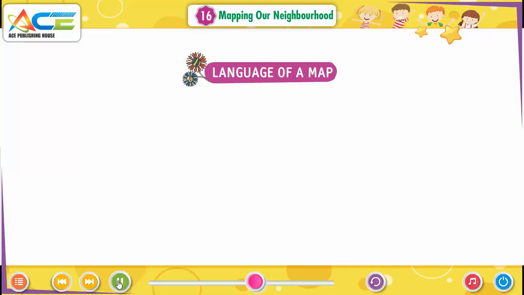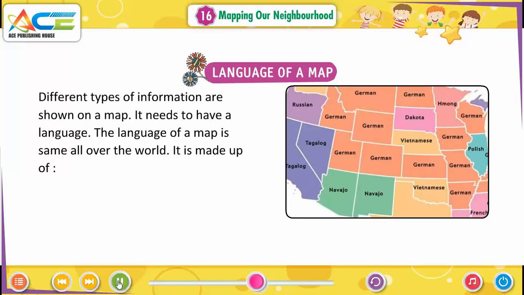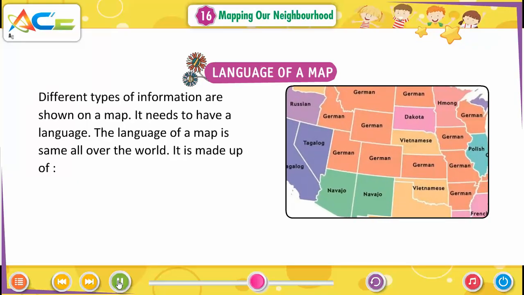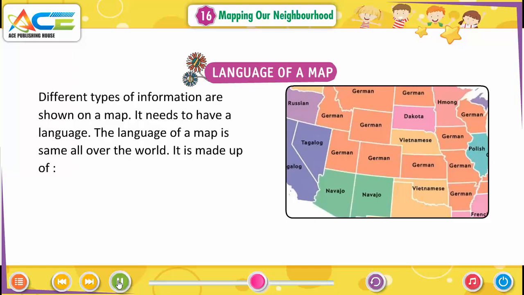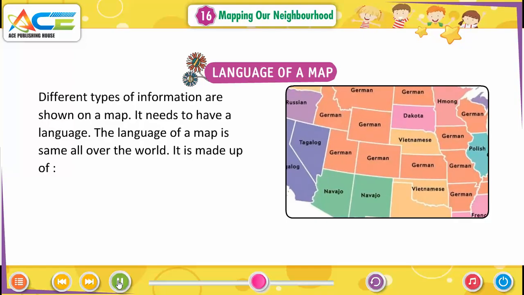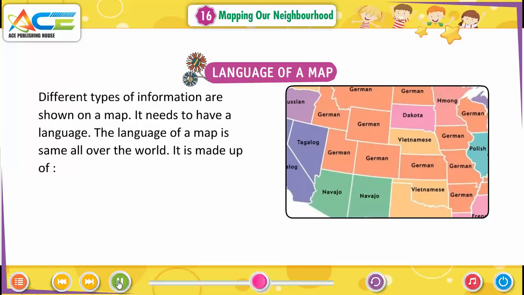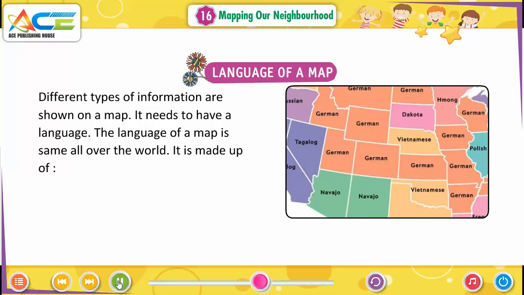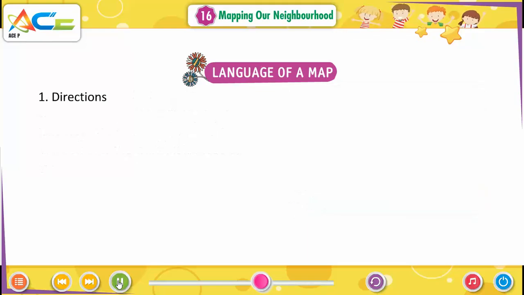Language of a map. Different types of information are shown on a map. It needs to have a language. The language of a map is the same all over the world. It is made up of directions, colors, signs and symbols, and scale.